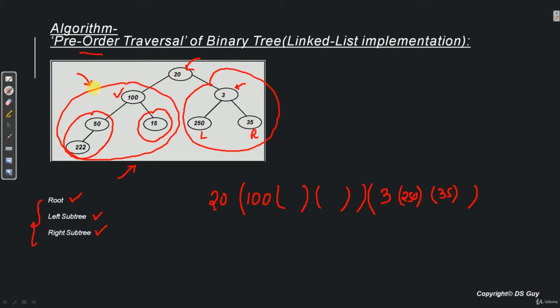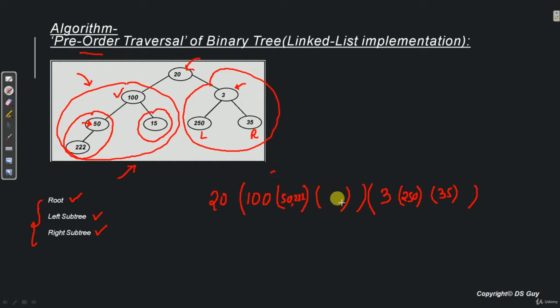Now we'll come to the left subtree. So the left subtree was having root as 100 and these two subtrees over here. So we have already put 100 over here. Now let's evaluate the left subtree. So what is the left subtree? The left subtree is this one, 50, and it has got again a left subtree. So we first visit the root, which is 50. So we put 50 over here and then the left subtree. Now the left subtree is 222. So we put 222 over here.